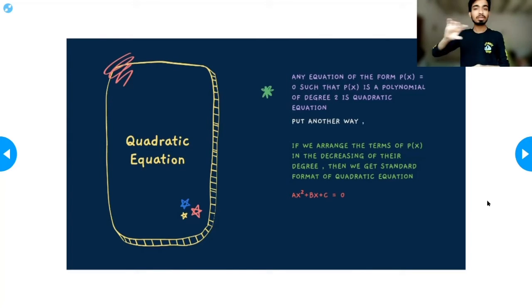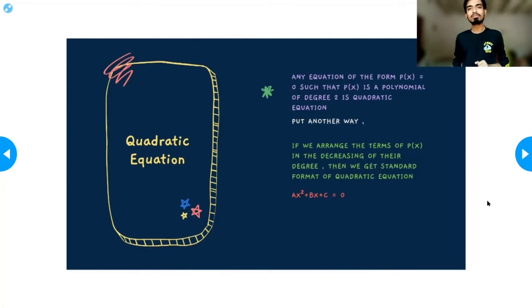Now, if p of x comprises this polynomial, I can rearrange the polynomial encapsulated in p of x in the decreasing order of the power of the variable. Consider x square, then x, then x raised to 0, which is nothing, just a constant. For example, I can write x raised to 4, x raised to 3, x square, x, and the constant, or there might be nothing. If I write it in this way, that is decreasing order of the power, then I get the standard format of the quadratic equation, which is shown on the screen. That is ax square plus bx plus c is equal to 0, considering the fact that a must never be equal to 0.